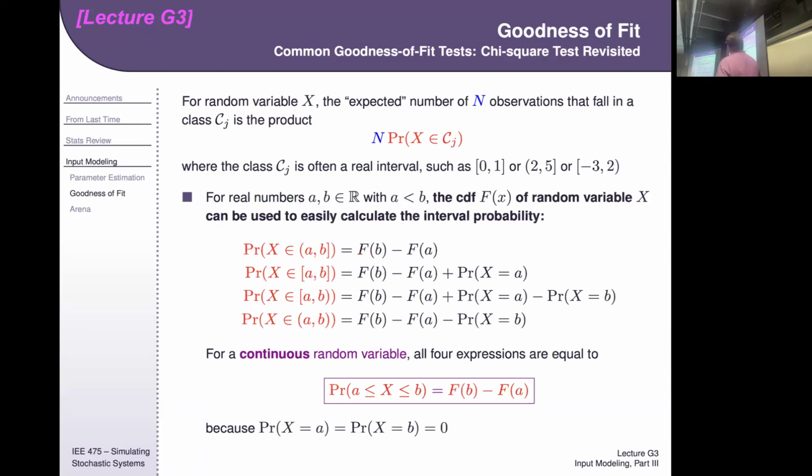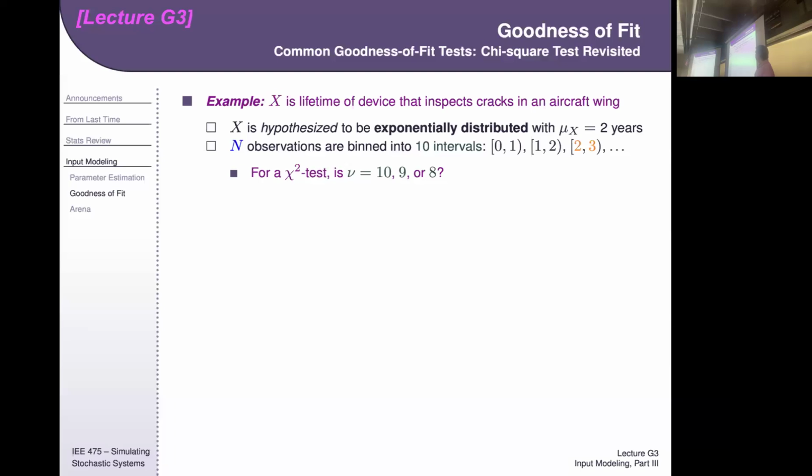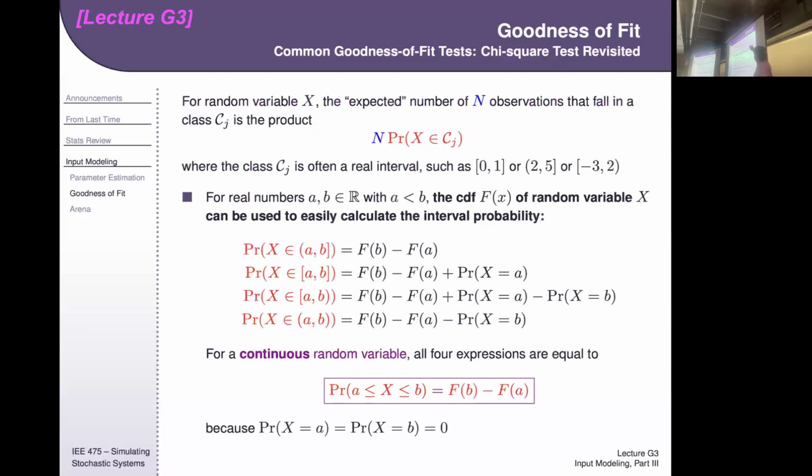So the summary here, for this continuous variable, is that if you're saying this is my size of the bin, and I'm given the CDF, it's pretty easy to calculate the probability that you fall into that bin, and then just remember to scale it by the total number of samples. So any questions about how to do that? It says you will do this on the homework.